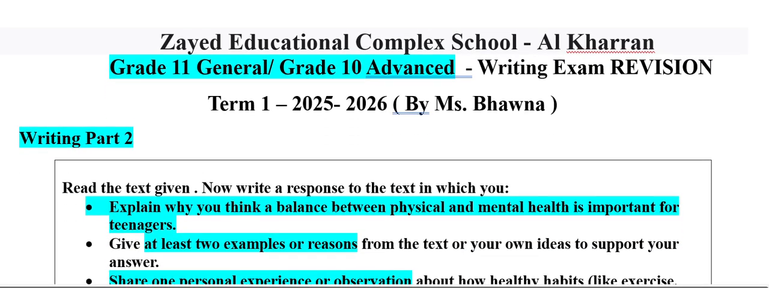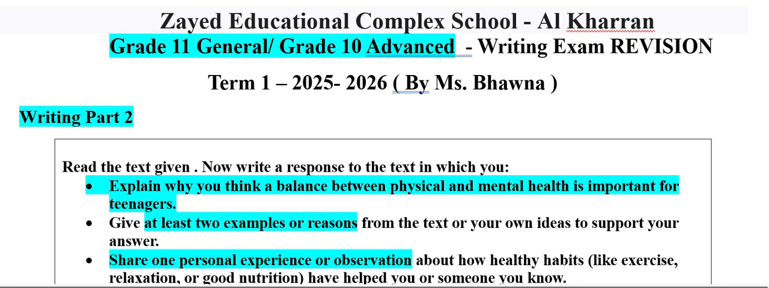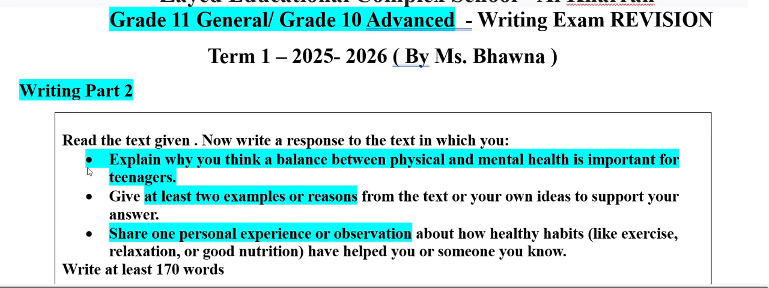So we go down and let's go through the question given in writing part 2. It says, read the text given and now write a response to the text in which you. Now see, we are given 3 bullet points here. That means we are given 3 prompts. So therefore, it is preferable that we give the answer to this question in 3 paragraphs, that is, giving the answer to all the 3 prompts. And we are given the word limit, which is 170 words.